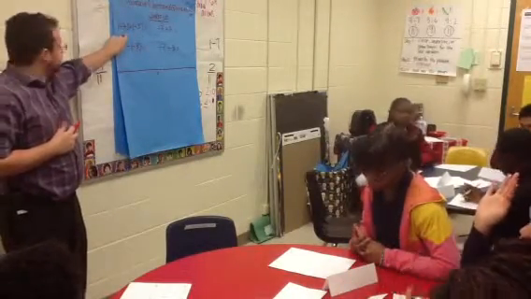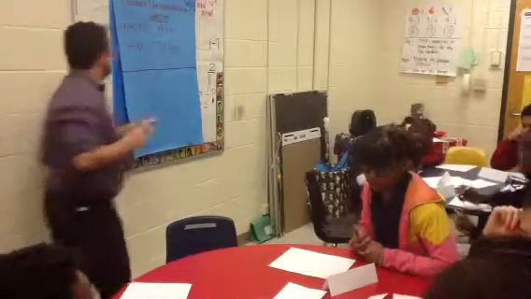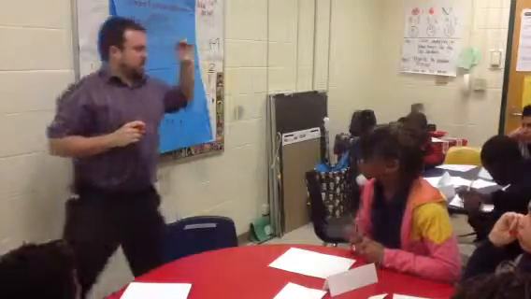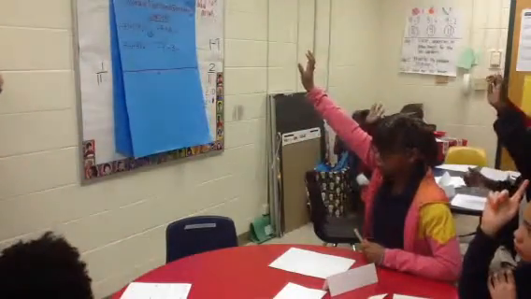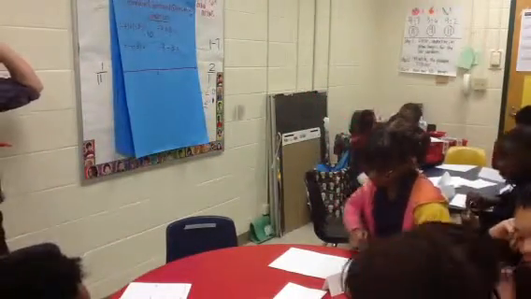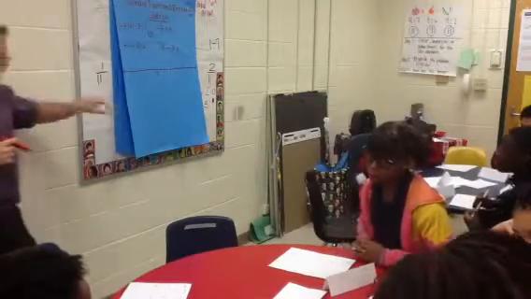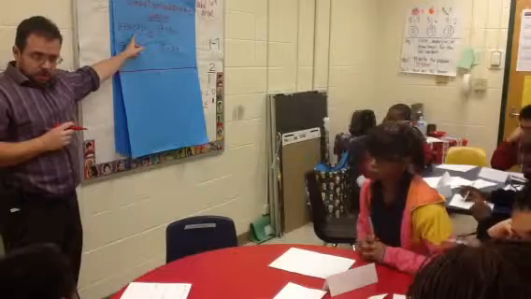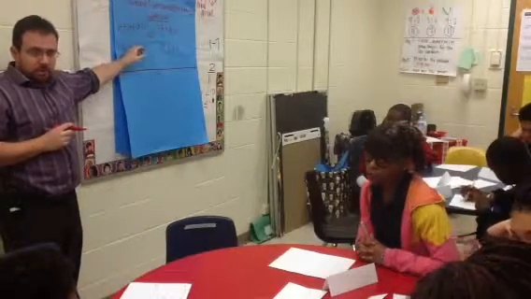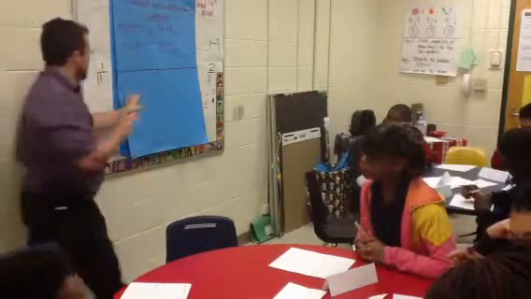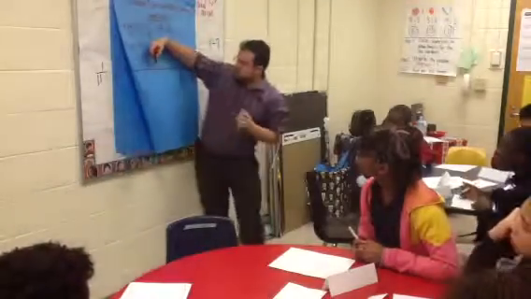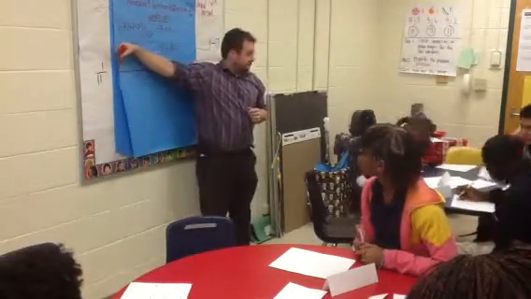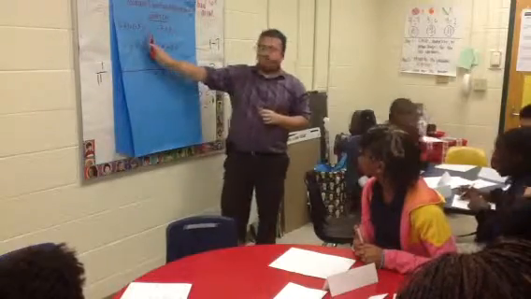-7 + -3. Iceland, what did you get, and tell us how? -10. Okay, -10. Raise your hand if you got the same thing. Good. What were you thinking to get -10? I was thinking -7 + -3, so I started at -7, and then plus a negative number means to go to the left. And so you go backwards. Yeah, we're going backwards. So you went 7 times to the left on the number line, then 3 more times to the left, and so you get -10.